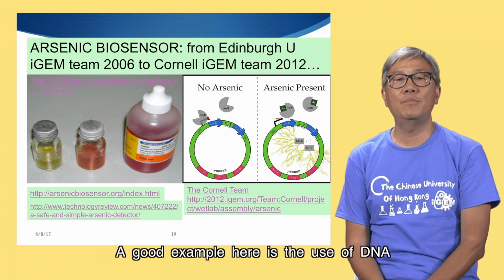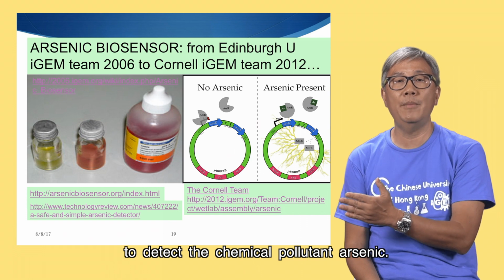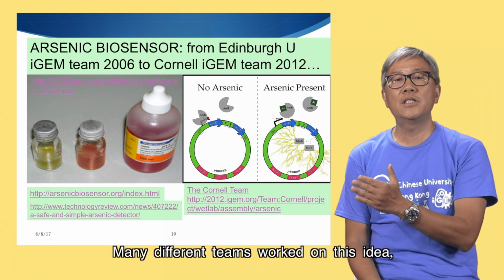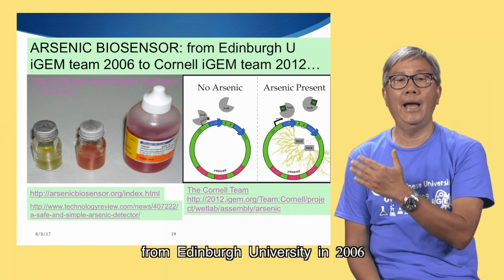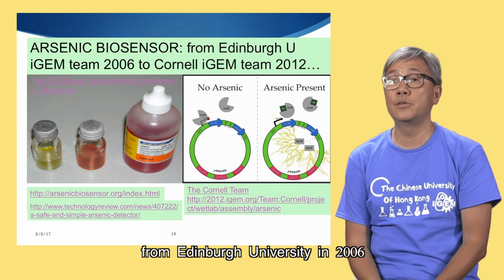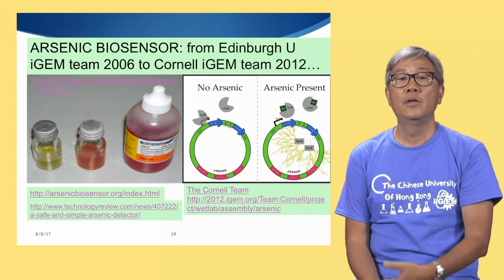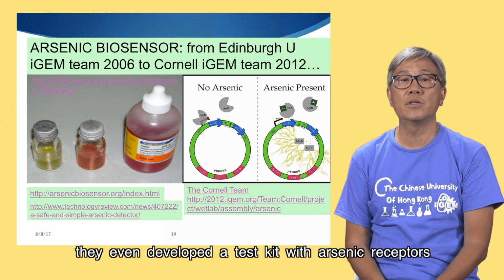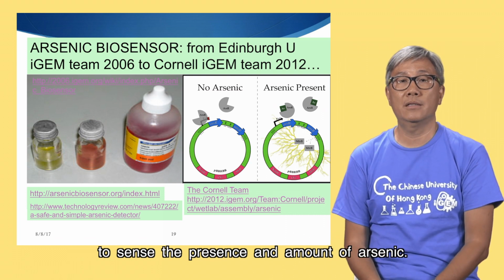A good example here is the use of DNA to detect the chemical pollutant arsenic. Many different teams worked on this idea, from Edinburgh University in 2006 to a Cornell team in 2012. They even developed a test kit with arsenic receptors to sense the presence and amount of arsenic.